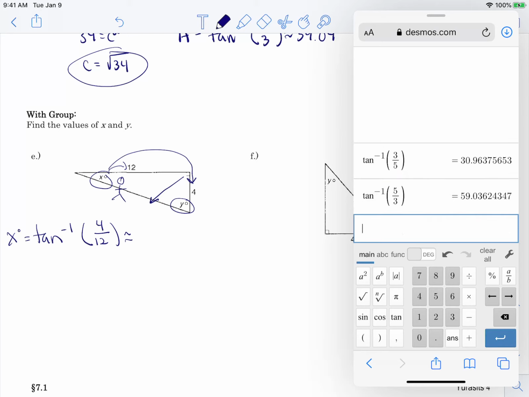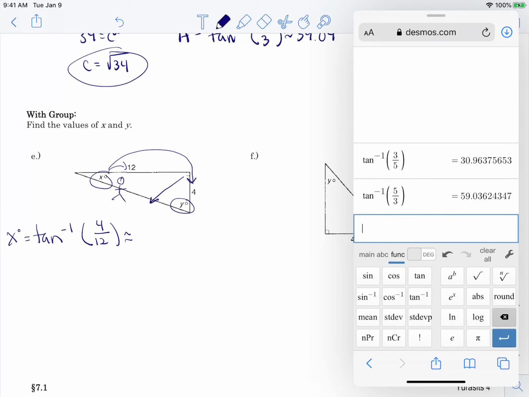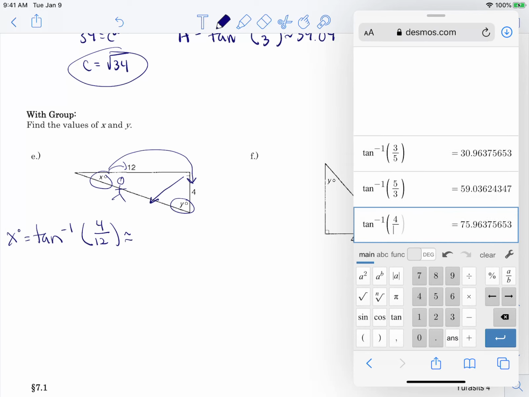So go ahead and get out of here. Inverse tangent of 4 divided by 12. And I get 18.44 degrees. Now, hang out at Y. Let me go ahead and get rid of all that.